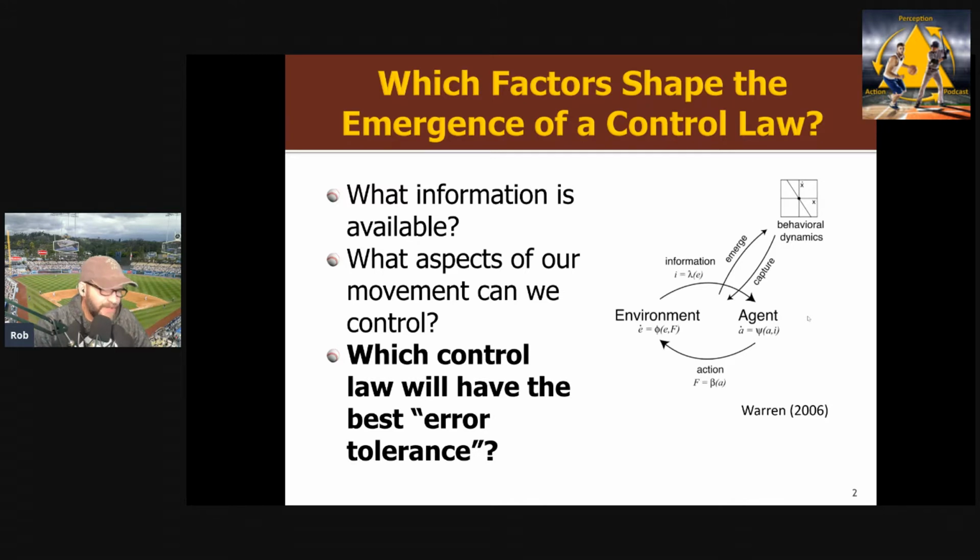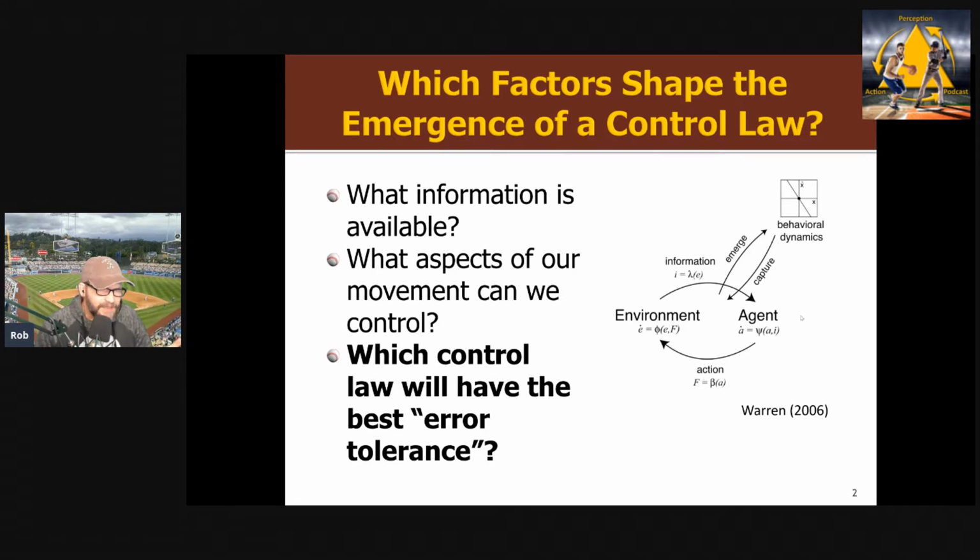There are multiple possible ways I could move to throw a ball or hit a ball. How do I then decide which one to use? What are the factors that shape the control law that's going to emerge? Some control law is going to emerge through our experience, our practice, the influence of the coach, and so on.